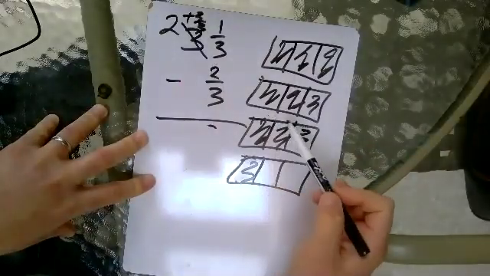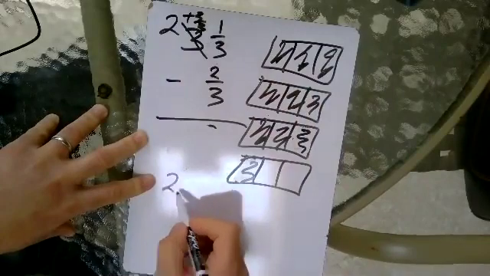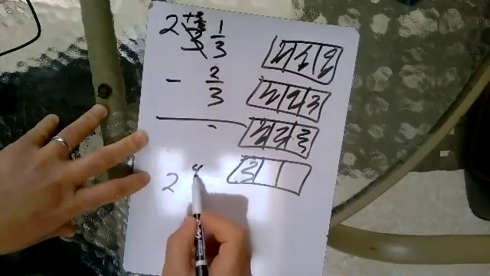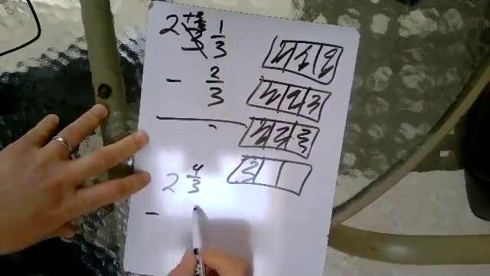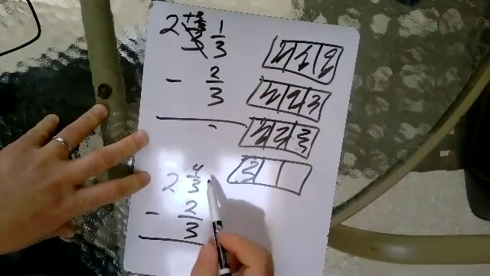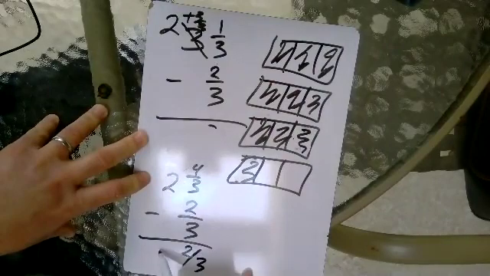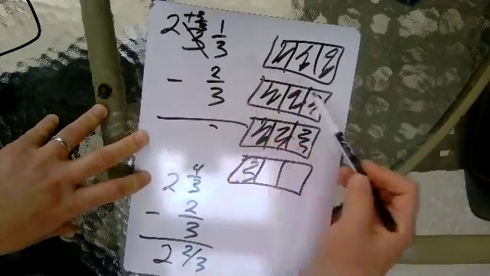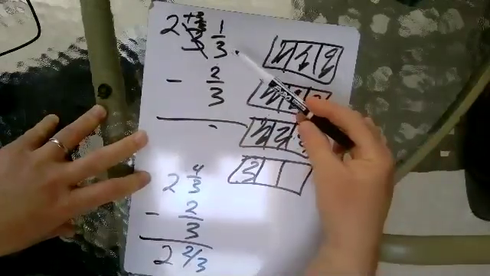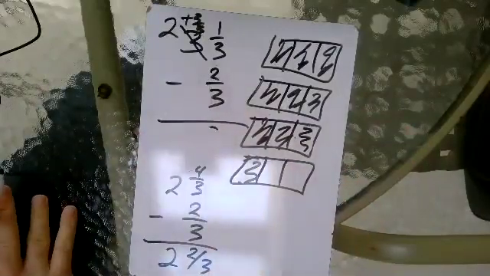And what we can do from there is we can add them together. And we have 2 and 4/3. And we're going to subtract our 2/3. And that would be 4/3 minus 2/3 is 2/3. And then 2 minus nothing is 2. But what we did is we took the same idea that we had from our modeling and we just applied it to our mixed numbers. Here's another example.